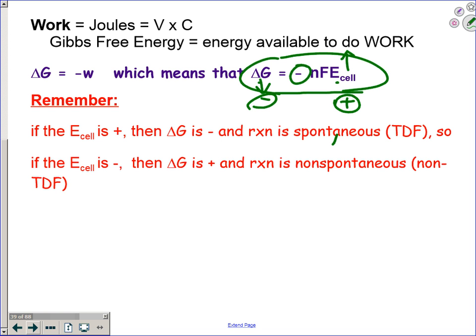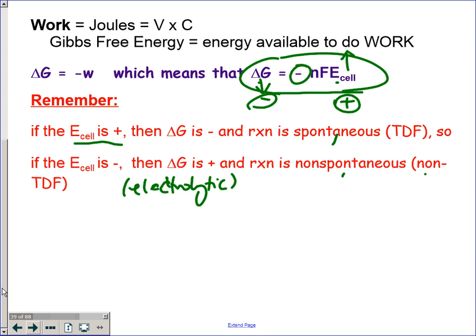The higher we make E cell, the more spontaneous we make the overall battery, or the more thermodynamically favorable we make that battery. And opposite, if you have a negative E cell, it's not galvanic, it's going to be electrolytic, and that delta G can be positive, which would be not thermodynamically favorable. I'm using both words, spontaneous and thermodynamically favorable, so that you understand those are the same thing.